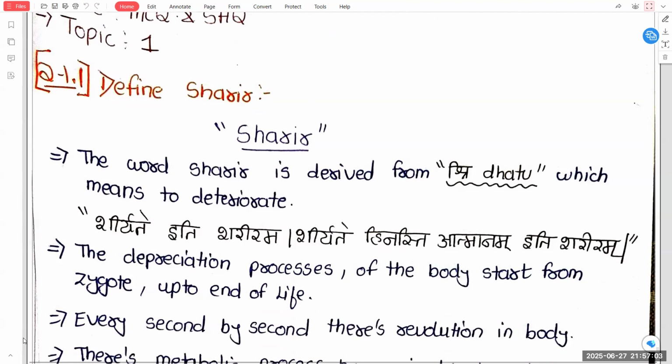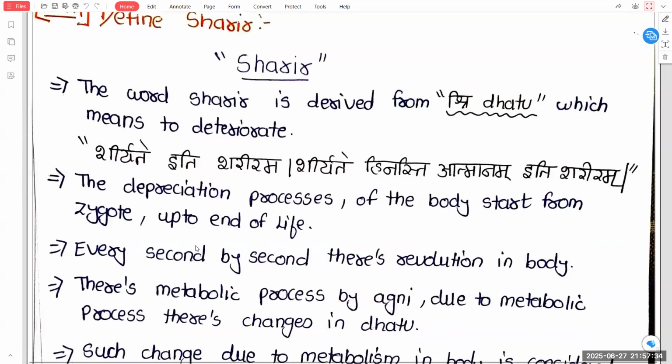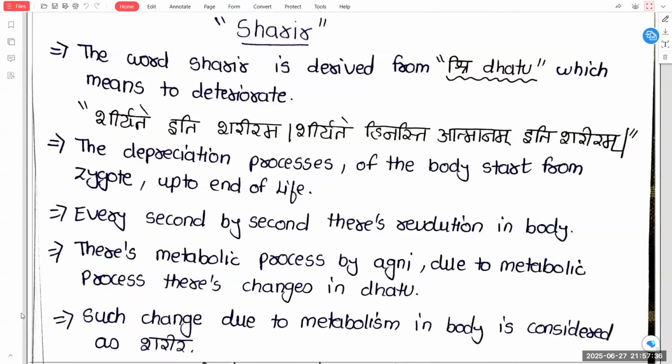Let's start with the first topic, which is the definition of Sharir. The word Sharir is derived from Shri Dhatu. This is the Nirukti, which has the meaning to deteriorate, that is, to spoil, or we can say it gets depleted. It reduces. Shiryate iti shariram. Shiryate hinasti atmanam iti shariram. This is the Nirukti.